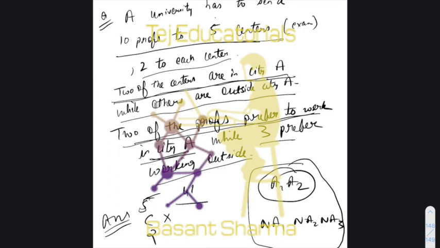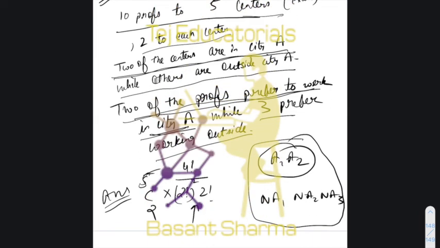Now these are the number of groups I can form, right? This is the number of ways of grouping 4 professors into 2 groups, each of group size 2. This is for the 2 centers in city A. Once I have formed the 2 groups, each of group size 2, I distribute them amongst the 2 centers in 2 factorial ways.